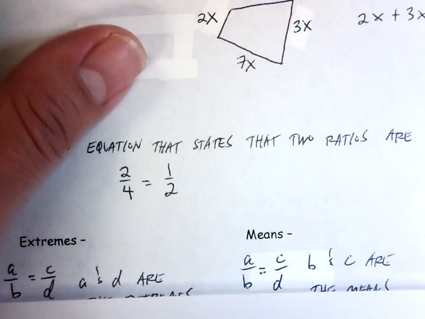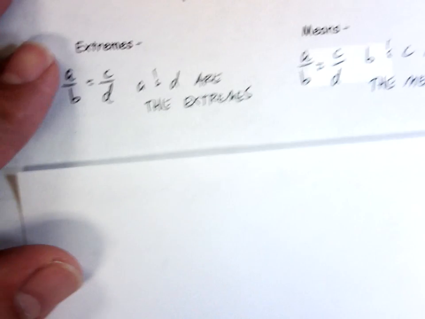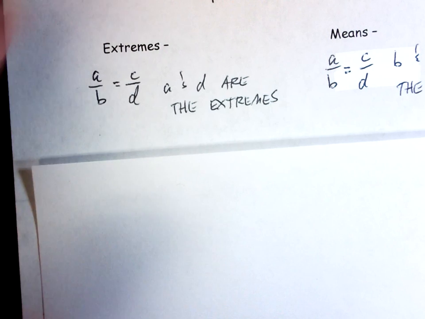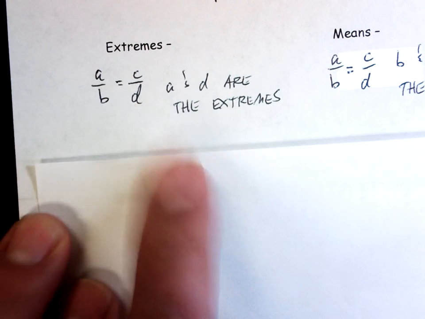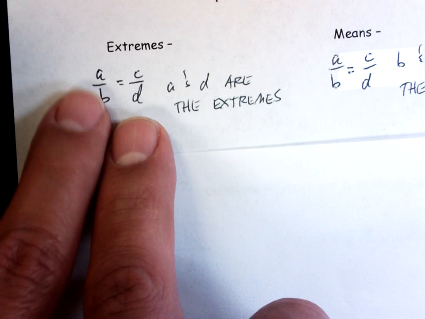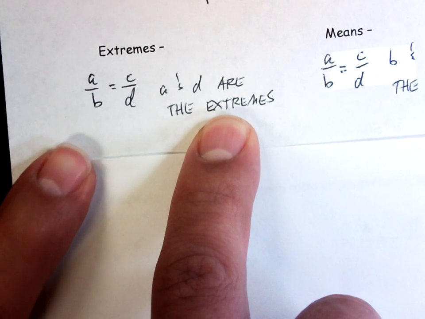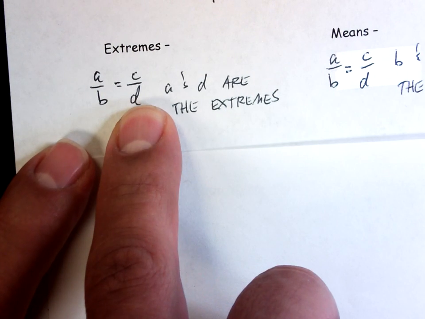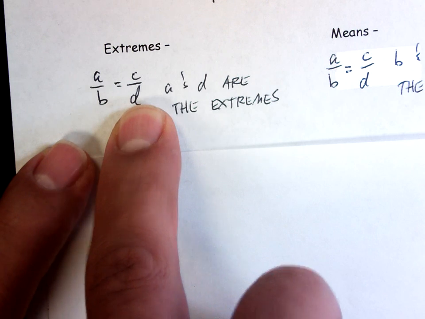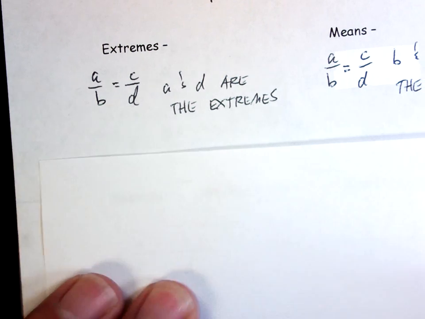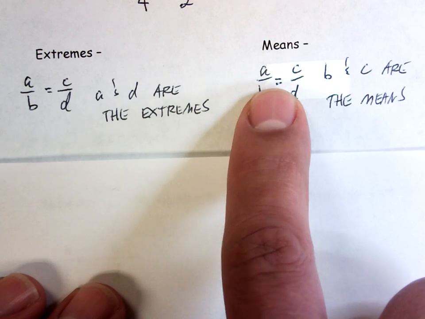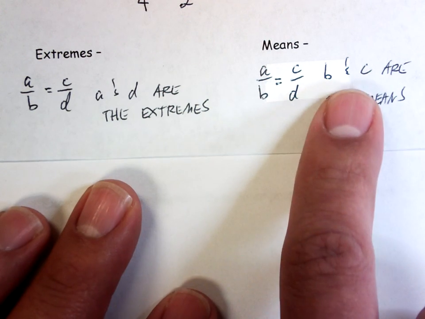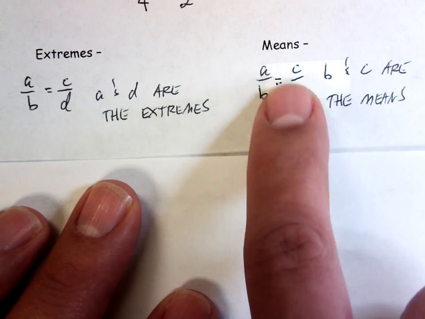More on that. All right, extremes. So if I've got a proportion, if I have A over B equals C over D, the A and the D in this position, we just call those the extremes. So the A and the D, we call those the extremes if it's set up like this. Okay, the means. I've got to set up the same. It's still A over B equals C over D. We call the B and the C, these two positions, the means.